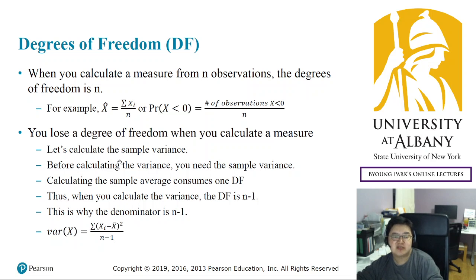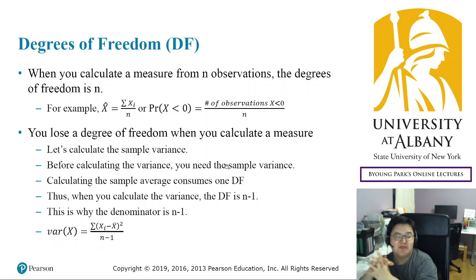So now let's think about the sample variance. You would like to calculate the sample variance from n observations, x1, x2, up to xn. If you remember how you calculated the sample variance, the first step is to calculate the sample mean, the sample average. And when you calculate the sample average, your degrees of freedom is n. However, after calculating the sample average, if you use it for the next step, then suddenly your degrees of freedom is n minus 1, because in the previous step you consumed 1 degree of freedom.